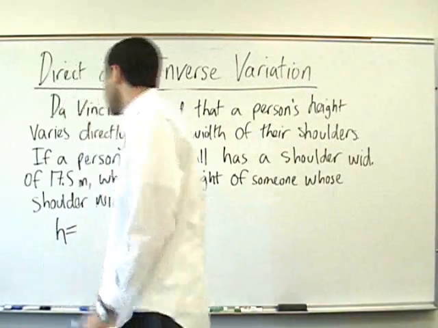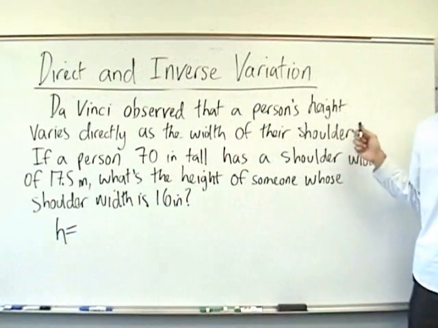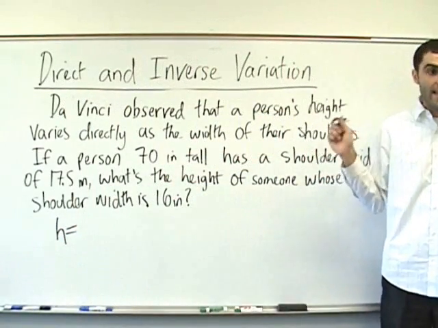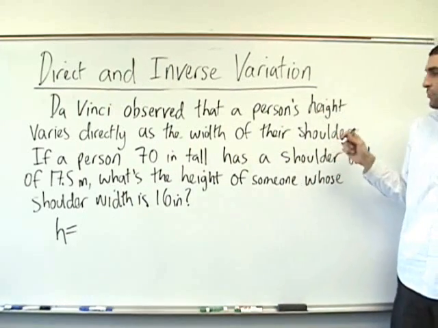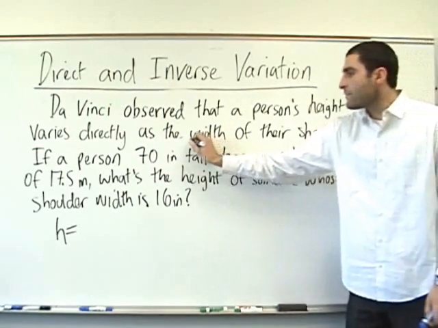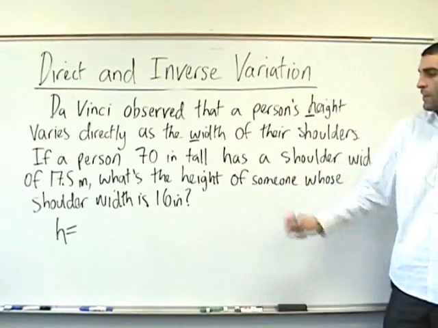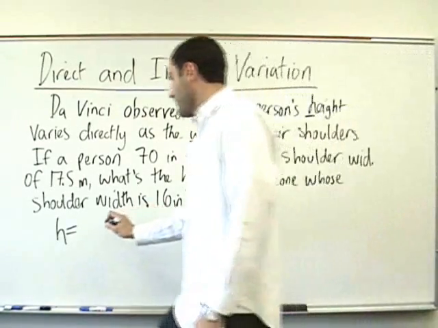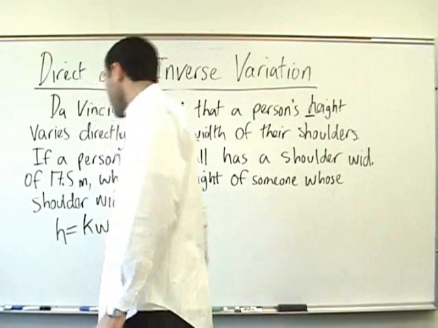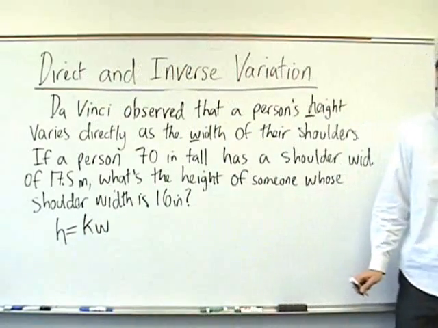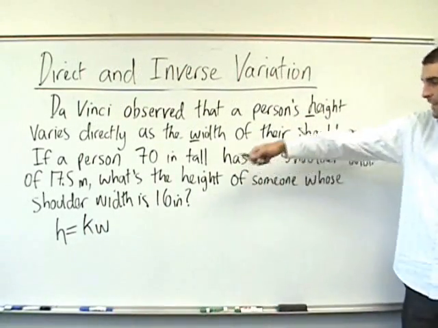H varies directly as KS, S for shoulders. Do you want to do width or S? Let's do width, W. We did height, so we're going to do width. So H equals KW.